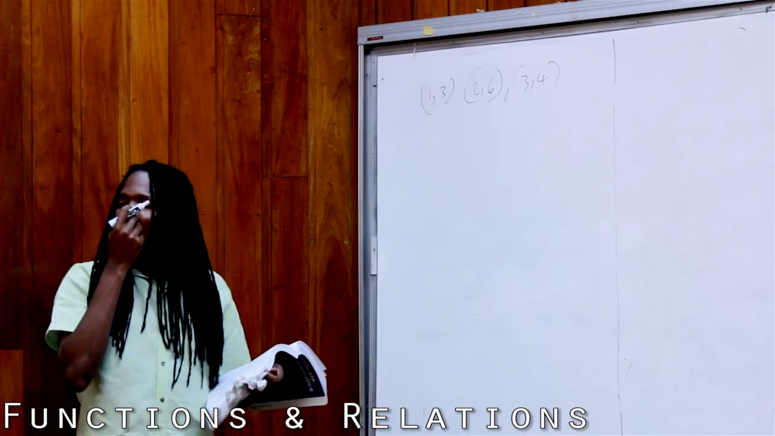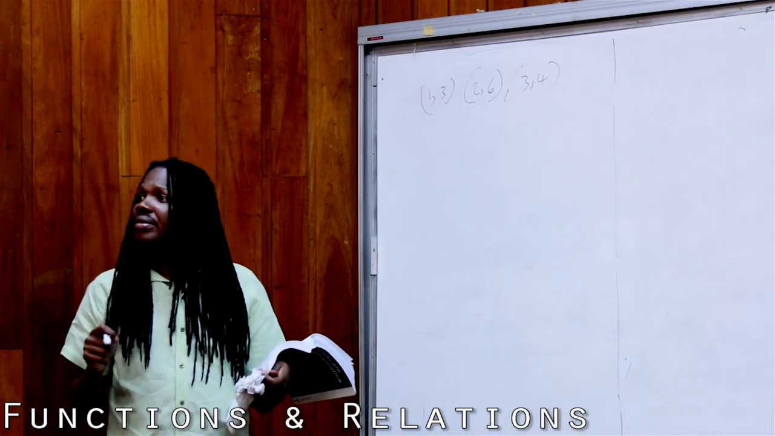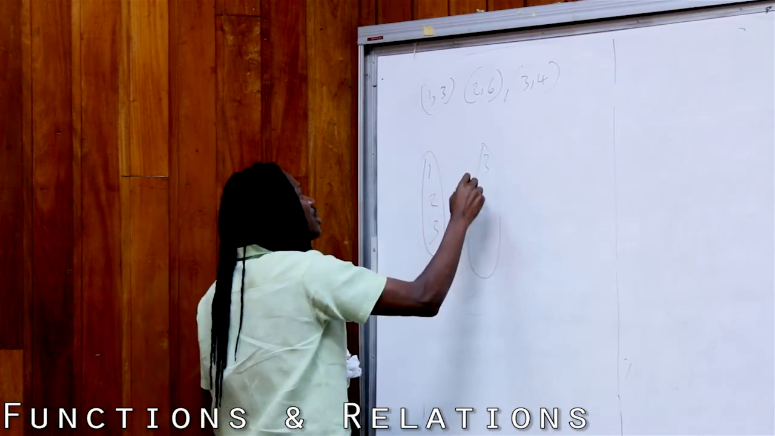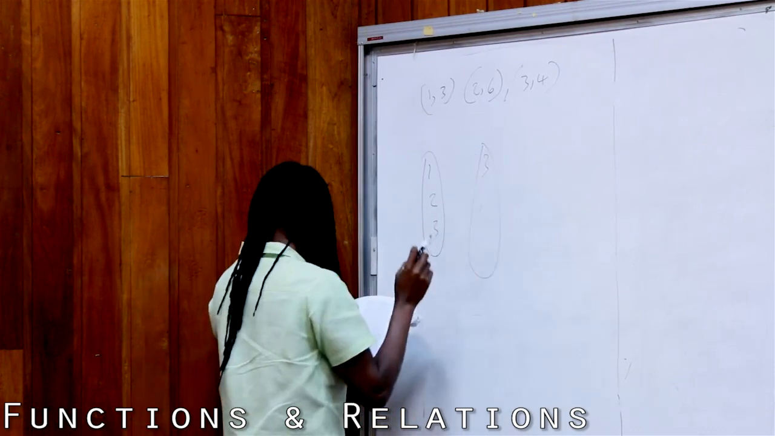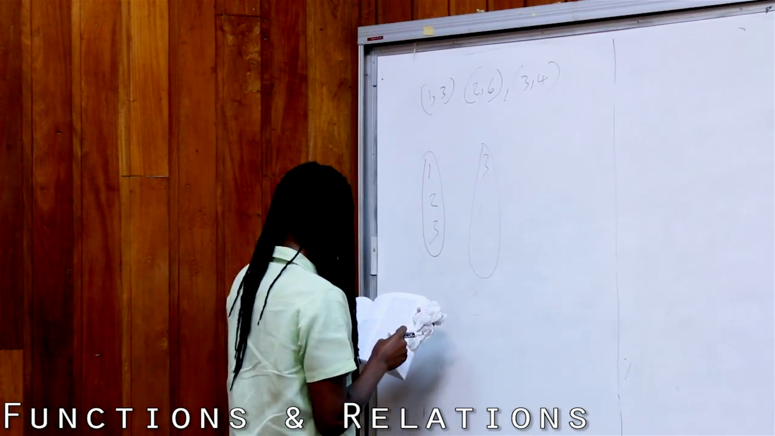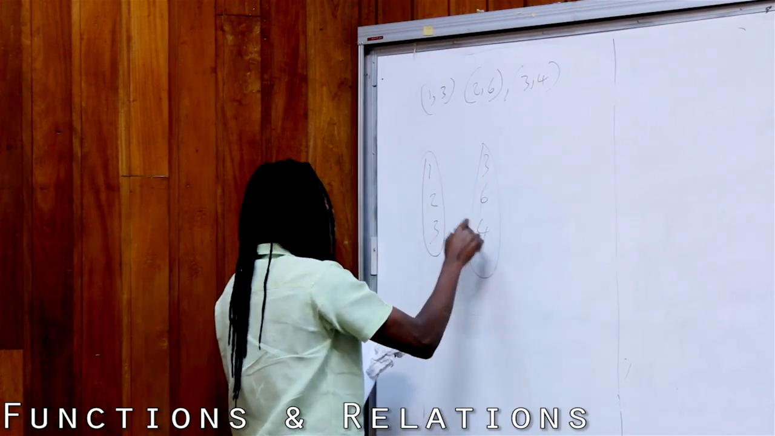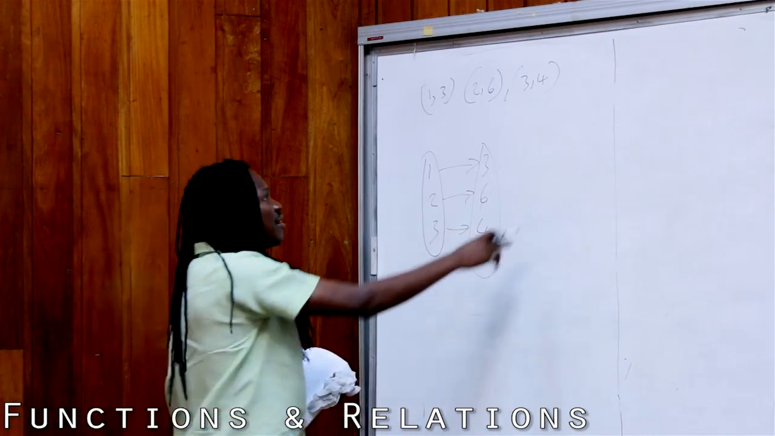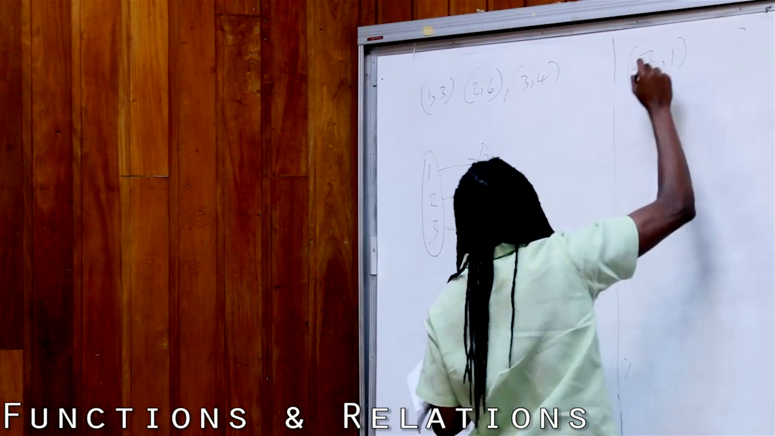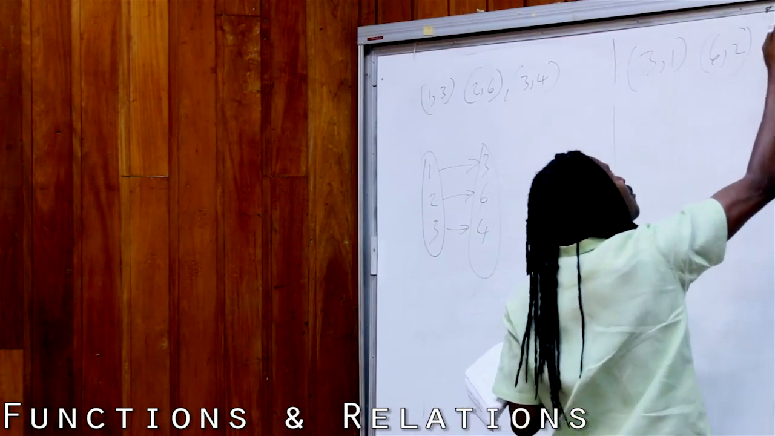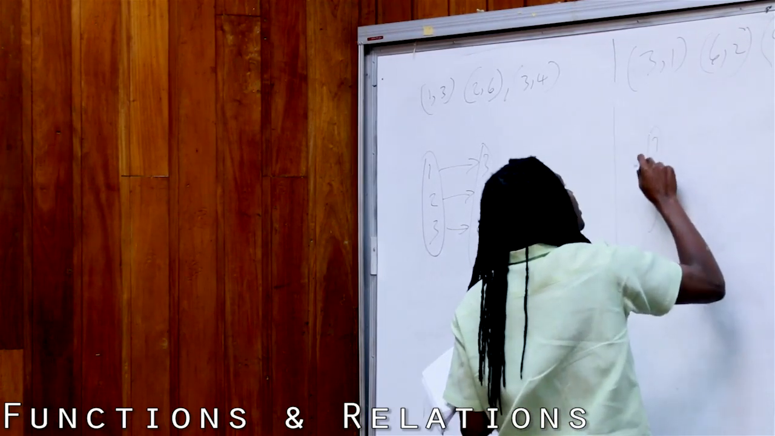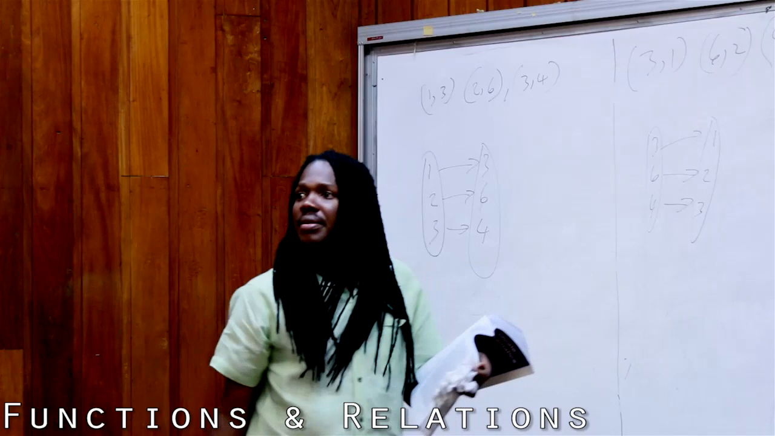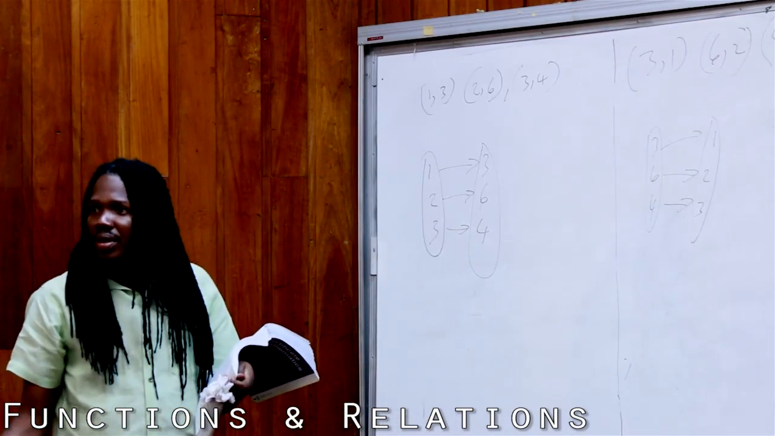We can use that on a plotted graph, correct? Yes. In fact, we can draw this. The inverse would mean the coordinates are interchanged: 3, 1; 6, 2; 4, 3 becomes 1, 3; 2, 6; 3, 4. See that? Simple. Very, very simple.